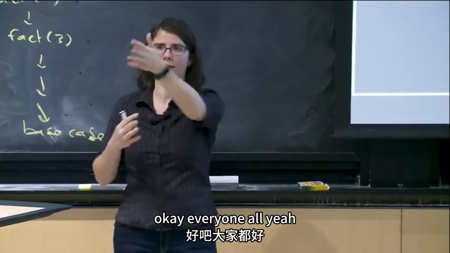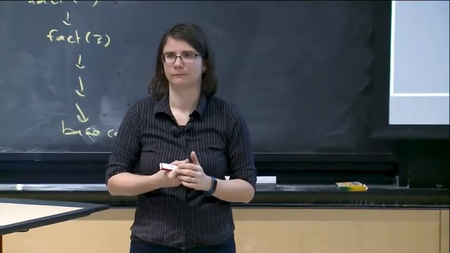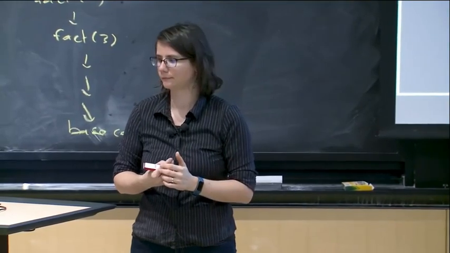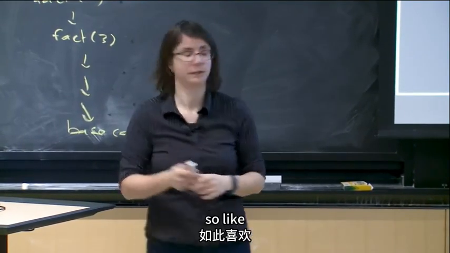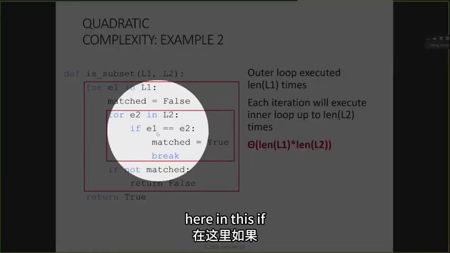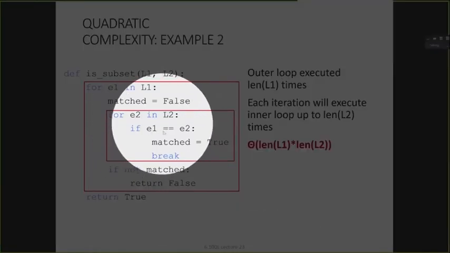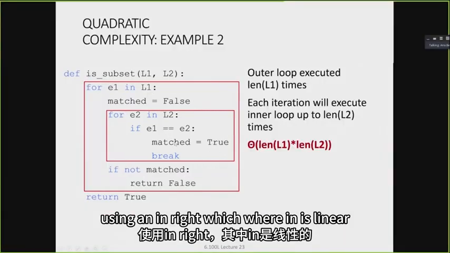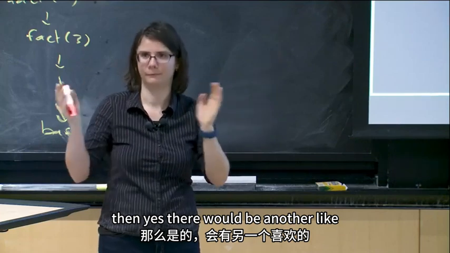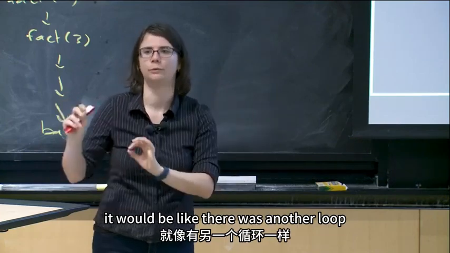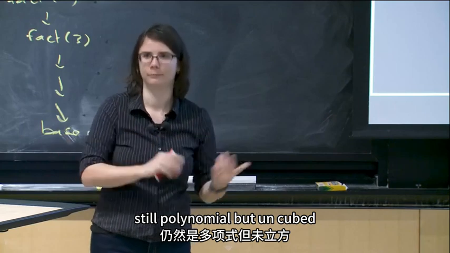Okay, everyone, question? If instead you had a linear if statement, would it be n squared? Yes. So like here in this if? Yes, if the if had something like using an in, where in is linear, then yes, it would be like there was another loop at the third level. So then it would be n cubed. Still polynomial, but n cubed.